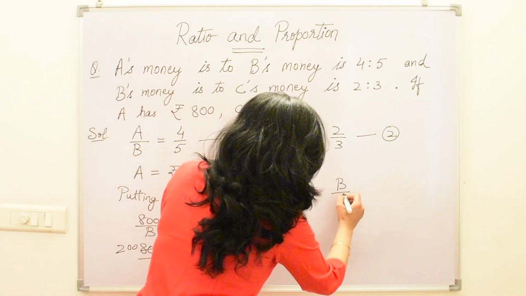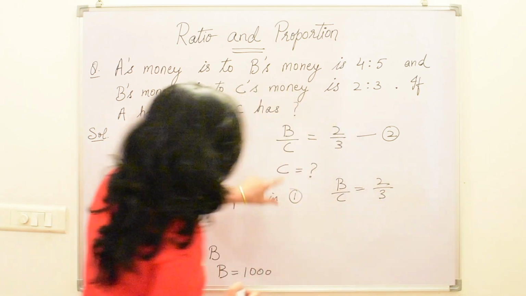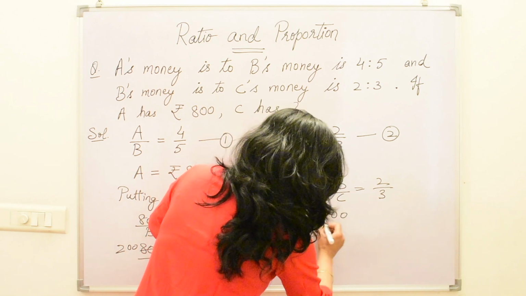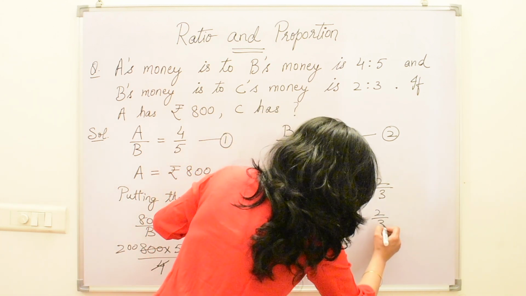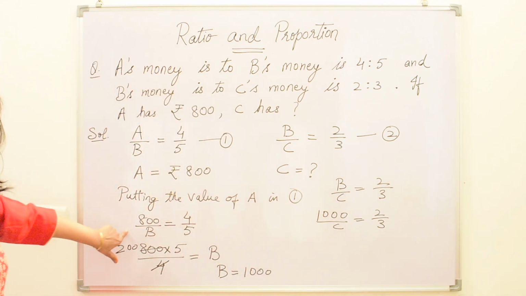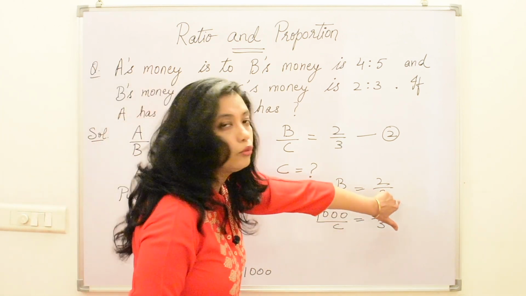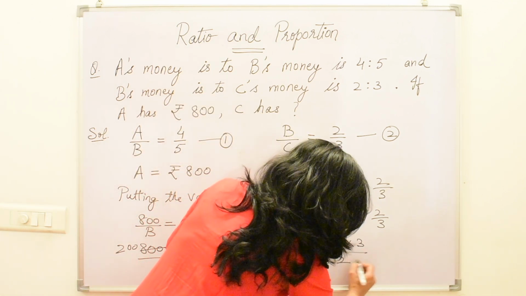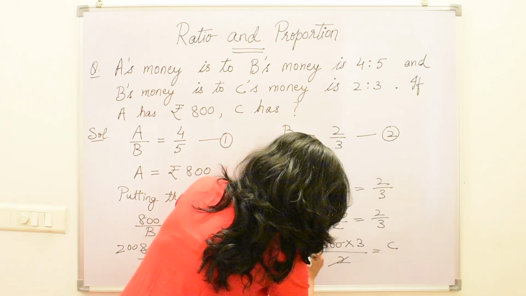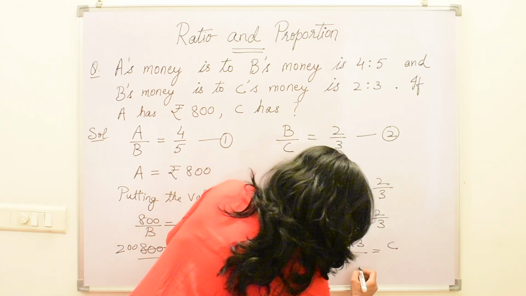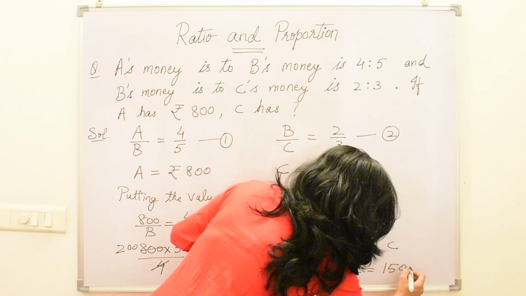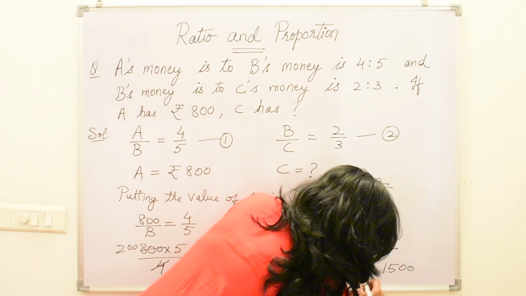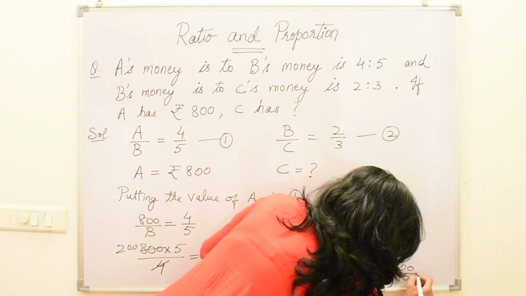Here B by C is equal to 2 by 3. This we know. Now we will put the value of B in this. B is 1000 by C is equal to 2 by 3. Now as we did here, we will do here also. C we will take to the other side. 1000 multiplied by 3. So we get C is equal to 1500. So what is the amount of C's money? Rupees 1500. C's money is rupees 1500.